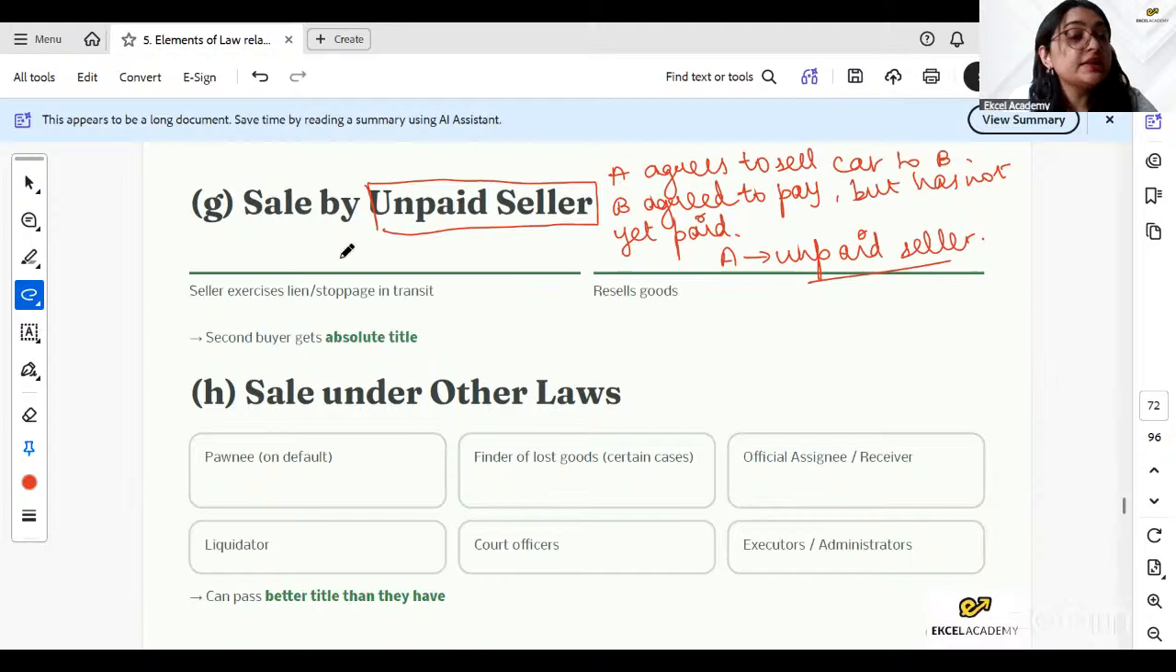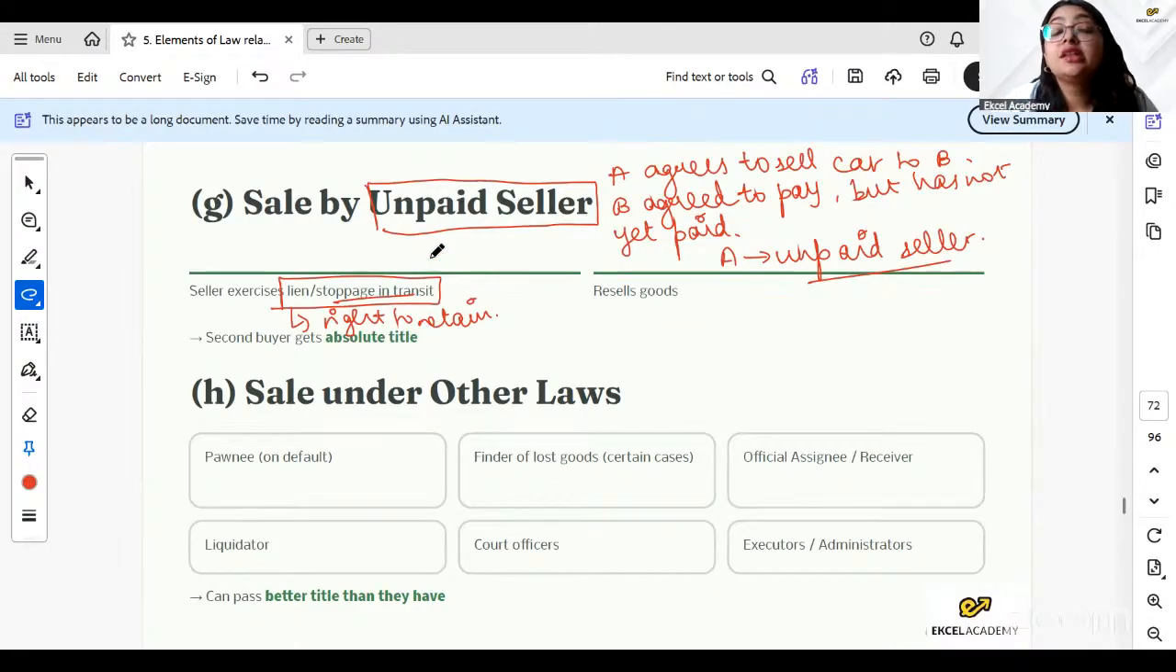Okay, so what happens in case of your unpaid seller? The seller will exercise lien or stoppage in transit. What is lien? The seller has a right to retain the goods. Or stoppage in transit. Let's say your car is out for delivery. A has sent out the car to be delivered to B's place, but A has come to notice that B has not made the payment. So A can stop the car in transit itself.